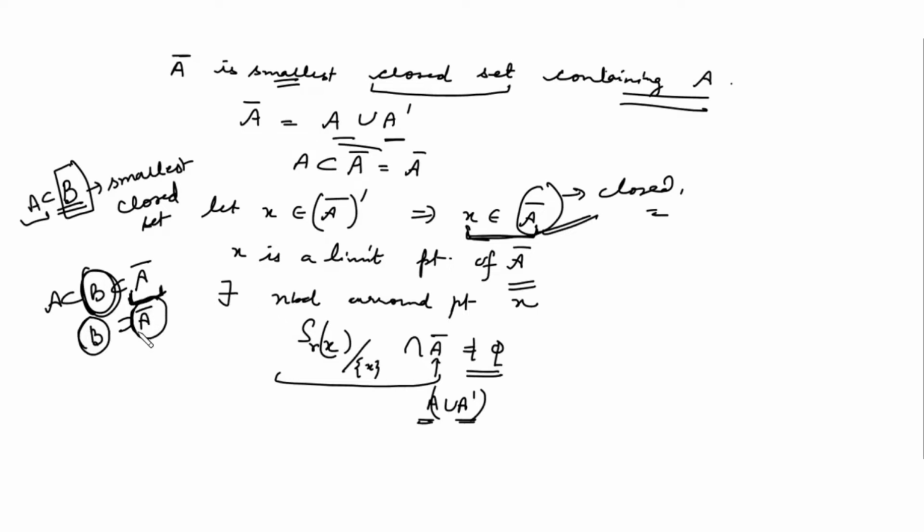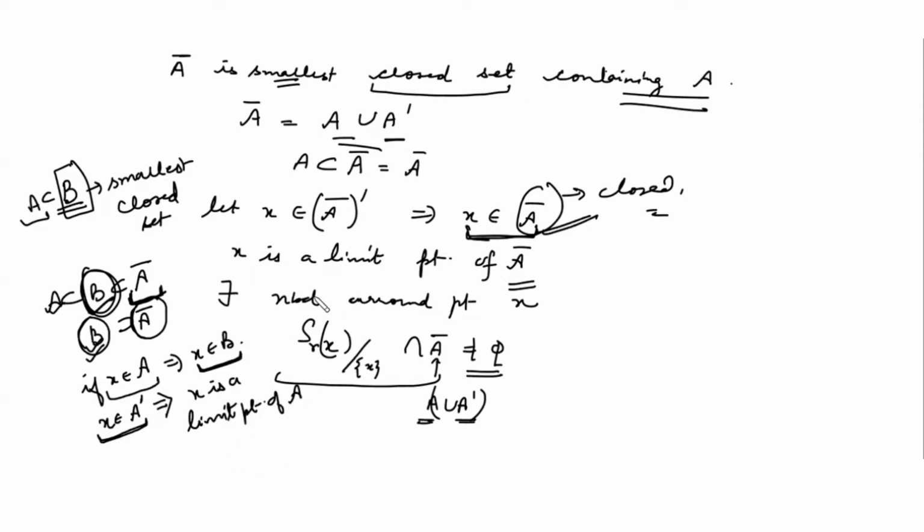So if any X belongs to A closure, there are two possibilities. Either X is a member of A or X is a limit point of A. Now, if X is a member of A, clearly it is a member of B because A is completely contained in B. Right? So whenever your X is a member of A, clearly it belongs to B. And if your X is a member of the derived set of A, then this implies X is a limit point of A.